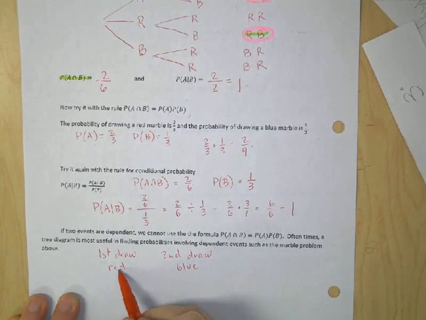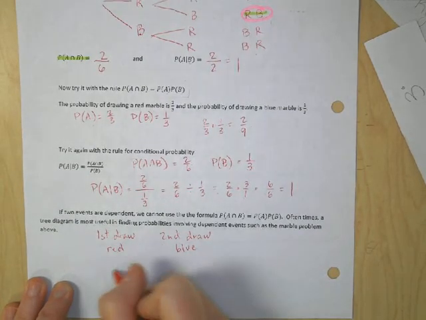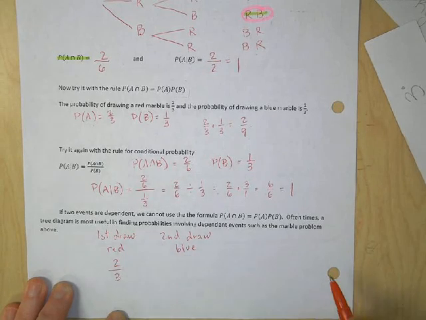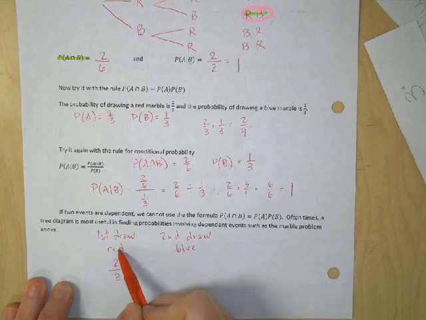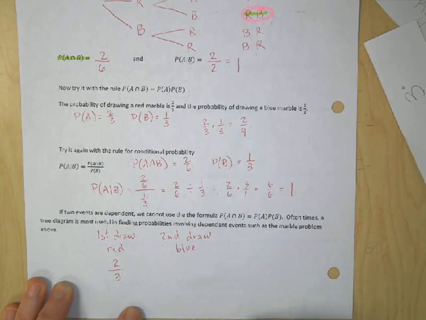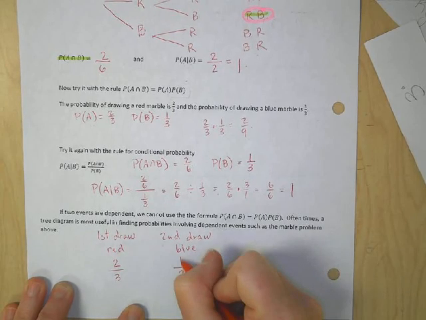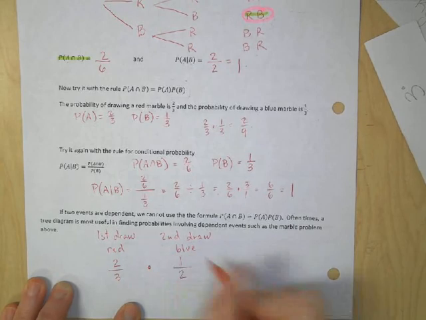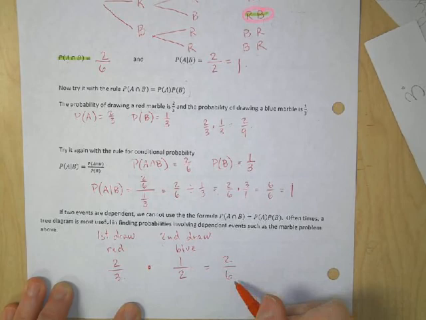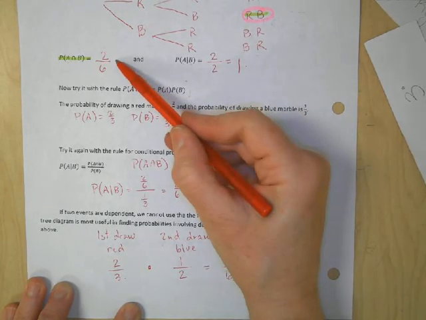Well, on the first draw, there's 3 marbles in the bag, and 2 of them are red. Now, we're going to the second draw, assuming we've already taken out a red one, because that's what we wanted. We got our red. That red is now gone. So how many marbles are left? There's 2 marbles left. How many of them are blue? Well, 1 of them is blue. And then if we multiply that together, 2 times 1 is 2, 3 times 2 is 6, and we get the same answer that we got by using our tree diagram.